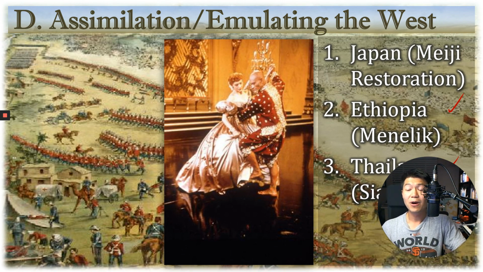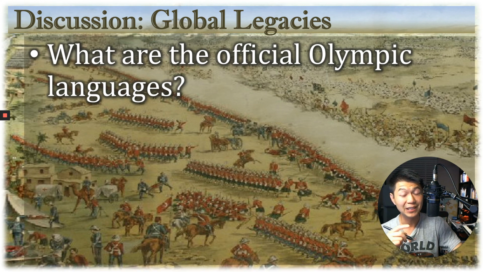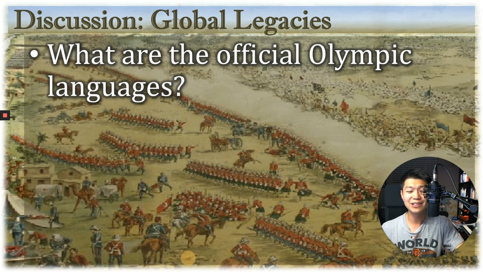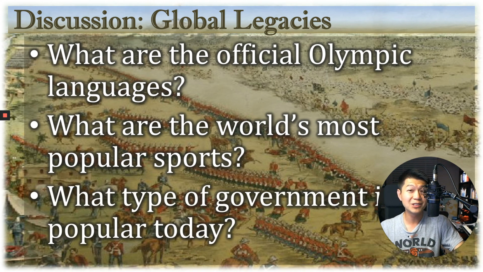So with that, there are some legacies and really some questions to think about. The official Olympic languages, for instance, there's usually three. One is the home country where the Olympics is taking place. The other two may actually surprise you. It's not Chinese, it's not Spanish. They're English and French. And again, legacies of the imperial past. The most popular sport in the world is football, which is a sport across the world. You Americans might call it soccer. The most popular form of government today is some form of democracy in one way or another.